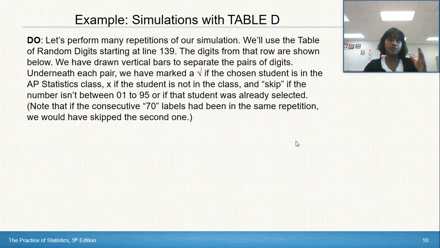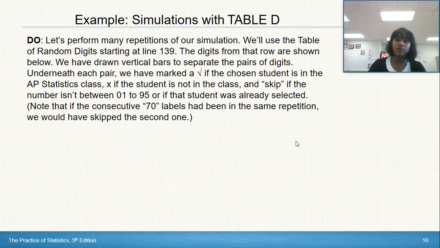So here's the do. Let's perform many repetitions. We'll use the table starting at line 139. Why line 139? It's random. In the back of our textbook, we have lines 101 to 150. I can put that into a random number generator and grab a random number again. I can just point my finger and pick a random line. It doesn't matter. We just picked a random line, 139. It could have come from a random number generator though.